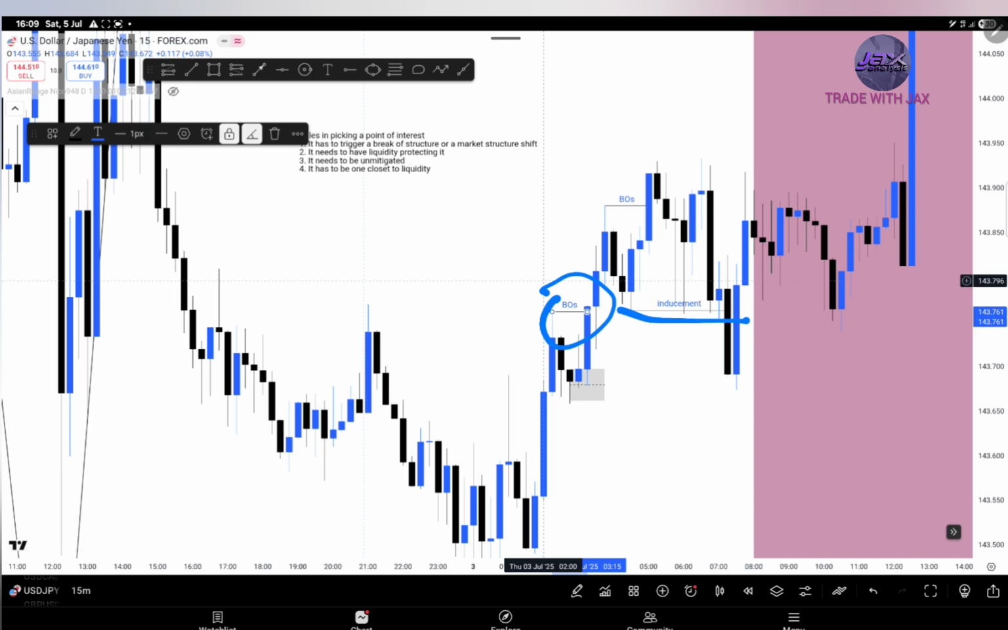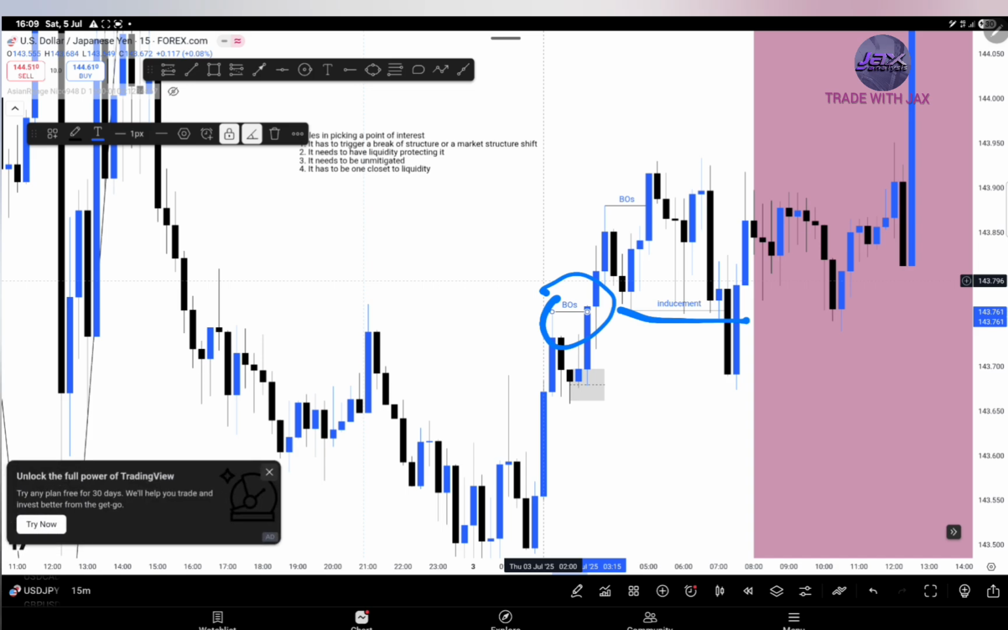Let me explain mitigation. For example, after this we had the setup, price came here and tapped this other block. Then we say the other block has been mitigated. So in the course of creating liquidity or moving, price should not have tapped into that entry in that process. That's what mitigation means. Then it has to be close to liquidity.